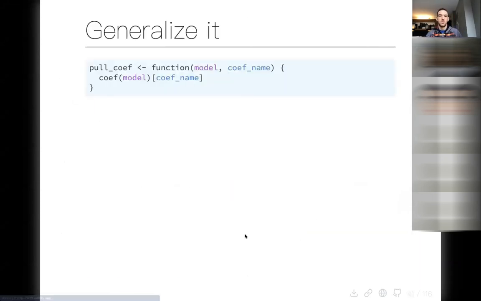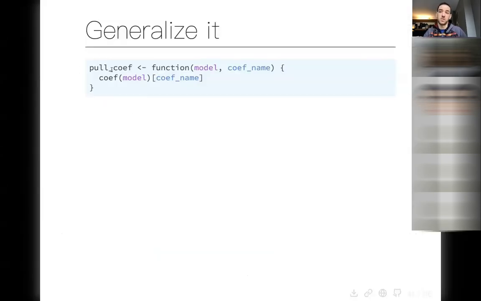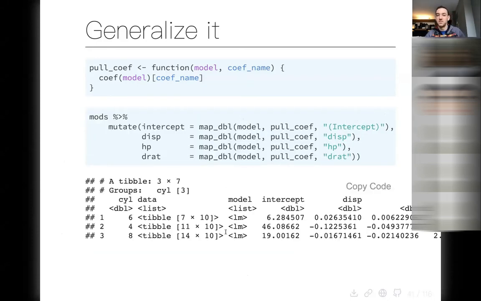Now that we've done this, model and coef name, I used the exact same things apparently, except I called it pull coef here instead of extract coef, which is kind of amazing. So now we can loop through each of these and pull the different things. We could pull the intercept, the engine displacement, the horsepower and drag ratio, and then get all of those coefficients here in our actual data frame. Notice I'm using map double in each of these so that I get the atomic vector back instead of a list.